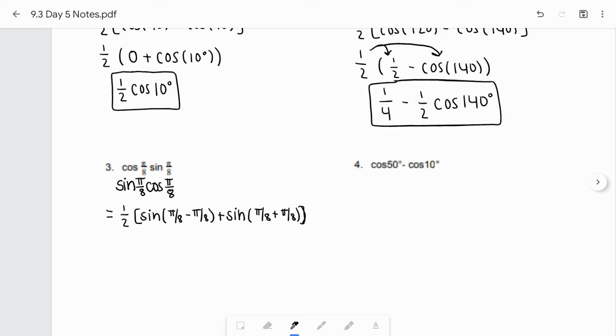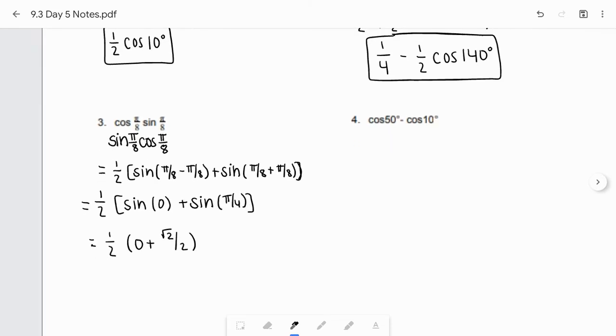Let's go ahead and simplify. Have 1/2 sine of 0 plus sine pi over 4. Okay, well, at sine of 0, we end up having 0. And at sine of pi over 4, the y-coordinate, that's going to be square root of 2 over 2. So once again, we just go ahead and distribute our 1/2. So we end up having 0, and then we would have root 2 over 4. So that's my final answer, square root of 2 over 4.